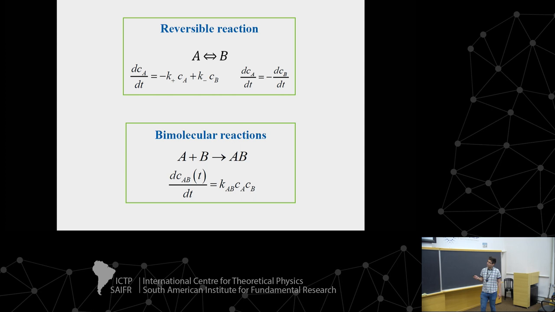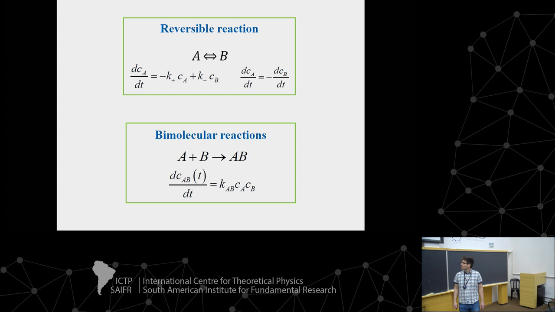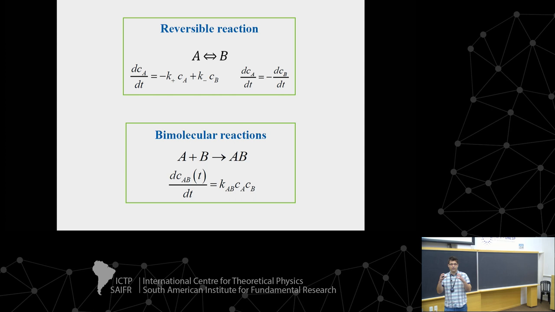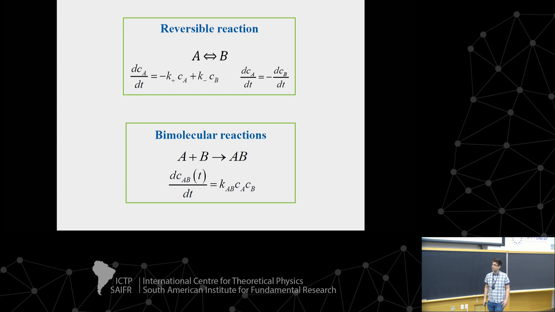Okay, and now we come to the bimolecular reaction. So we have A which reacts with B, and then it makes a complex AB. The rate of this reaction corresponds to the product of the A and B concentrations. Well, simply you have A and B wiggling around, and they have to find each other in order to react. And the probability to find each other is proportional to their concentrations.